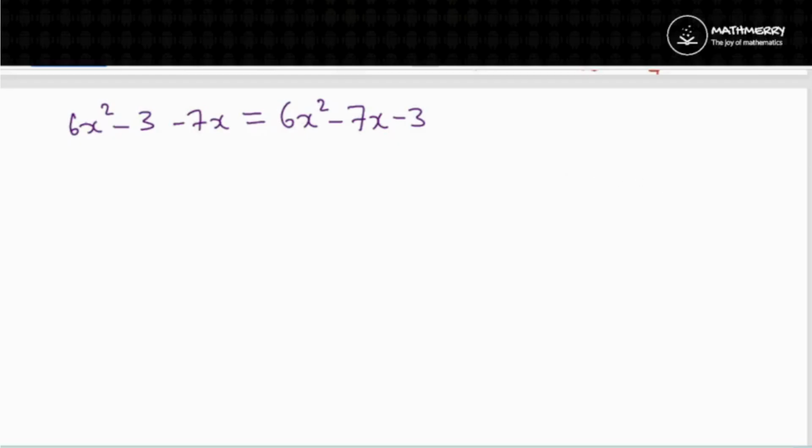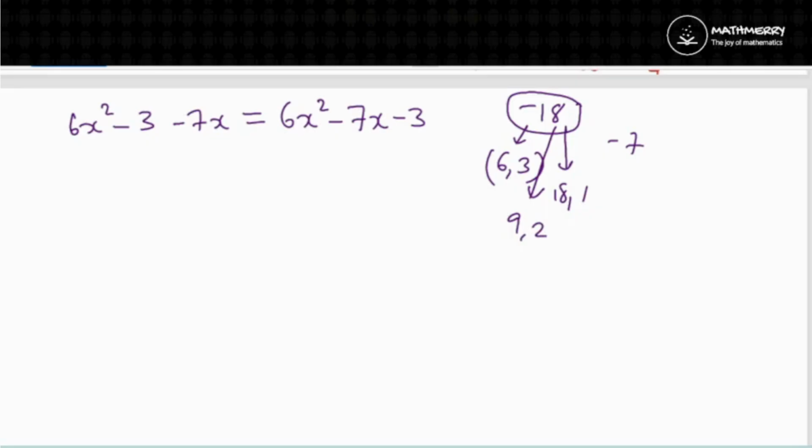Now, we need a product of minus 18 and a sum of minus 7. So we can look for the factors of 18. We have 6 comma 3, 18 comma 1, and 9 comma 2. So these are the possible factors of 18.